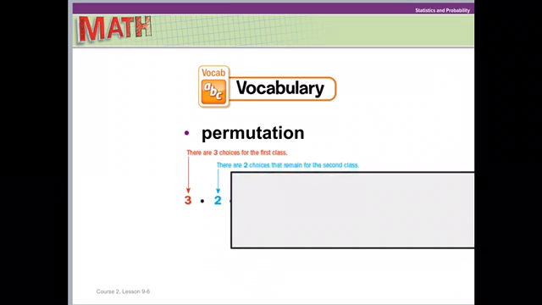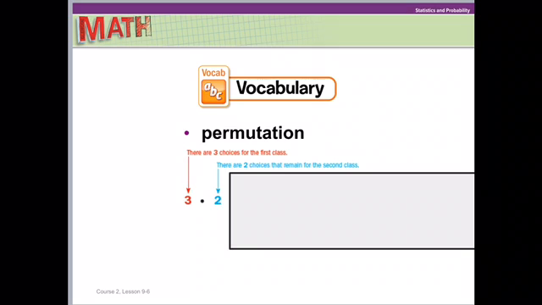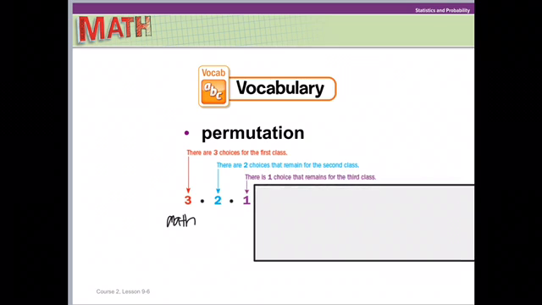Now for your second choice, there's only 2 remaining because let's say you first chose to do math. Now, you can't take math again. Obviously, you can't do the same math class twice. So now you have only 2 options. You only have science and language arts left. And then for your last one, there's only 1 choice left because let's say you did language arts for your second, and then you can do science for your last.